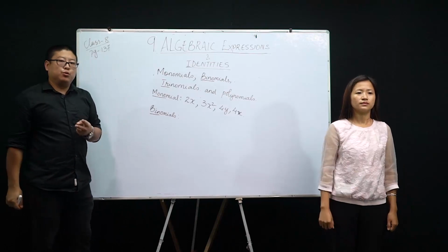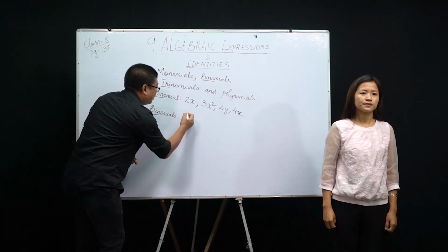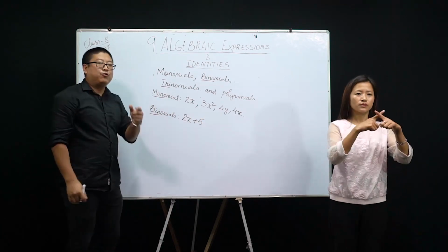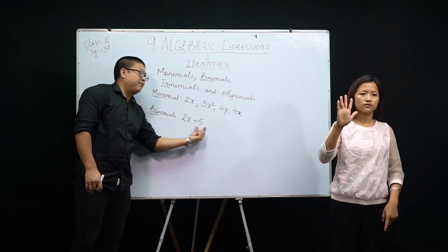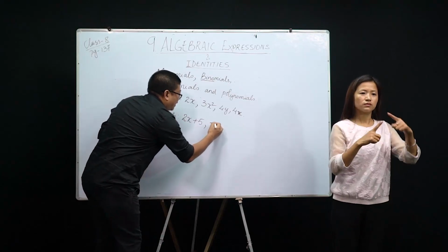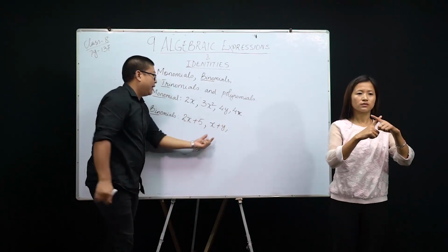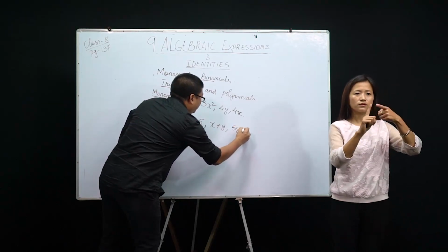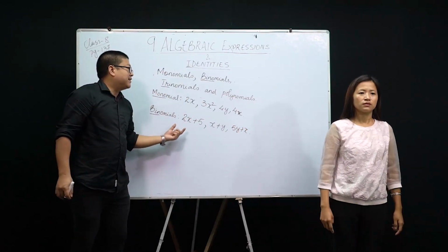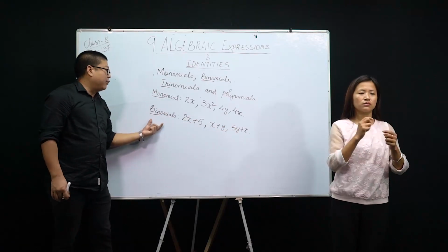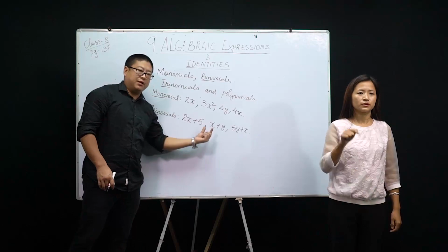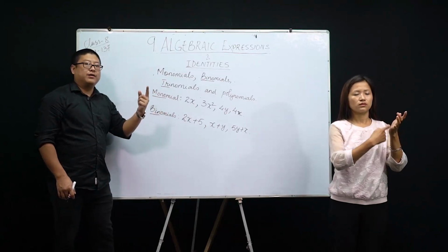Bi means two. So here, 2x plus 5, we have two terms. 2x is one term, 5 is one term. We can write x plus y: x one term, y one term. You can write 5y plus x. So these are all examples of binomials. Binomials means you should have two terms. Monomials, one term.